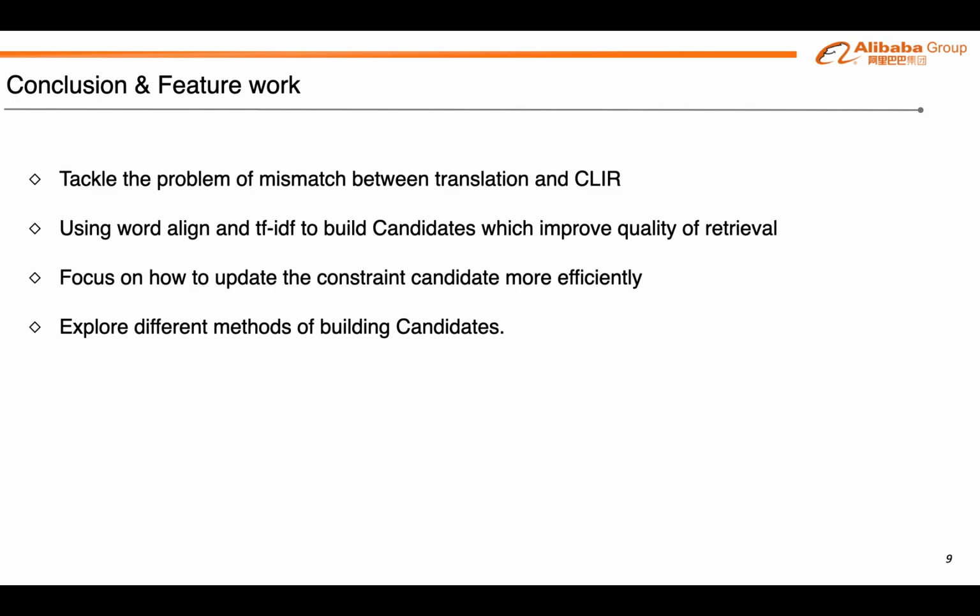In this paper, we first tackle the problem of mismatch between translation and cross-lingual information retrieval. We use word alignment and TF-IDF to build candidates, which improve the quality of retrieval. In future, we will focus on how to update the constraint candidates more efficiently and explore different methods of building candidates. Thank you.